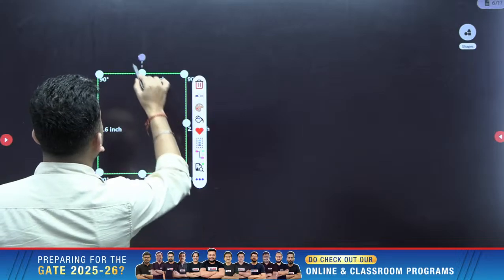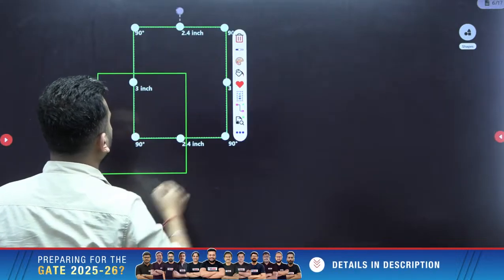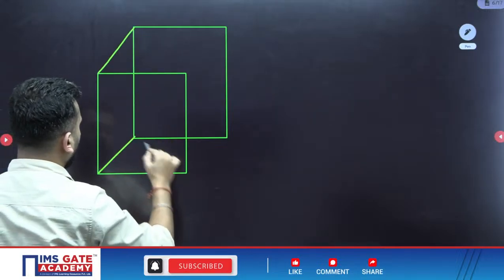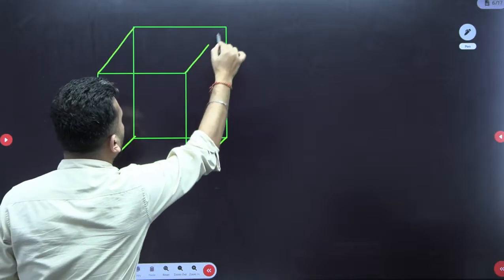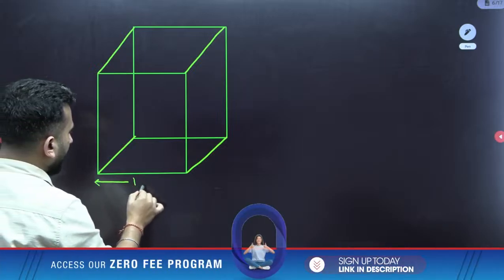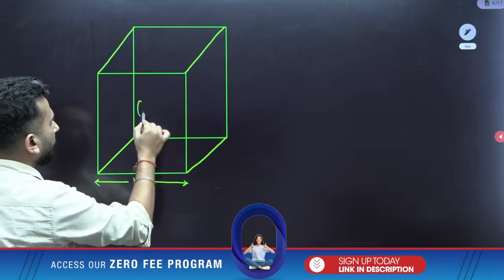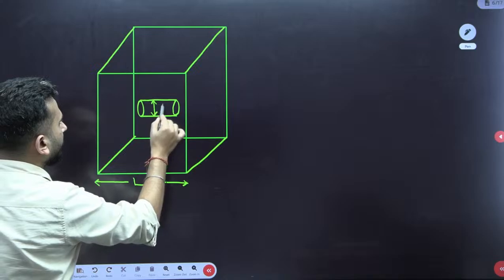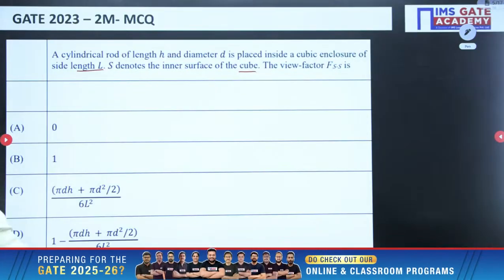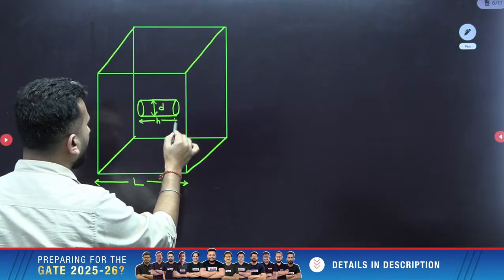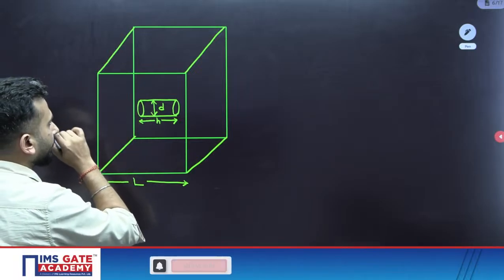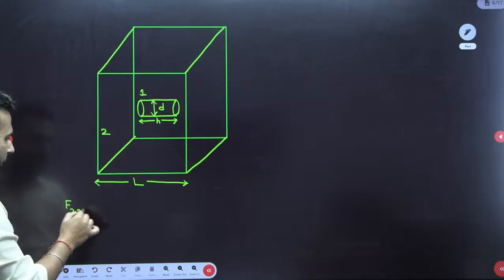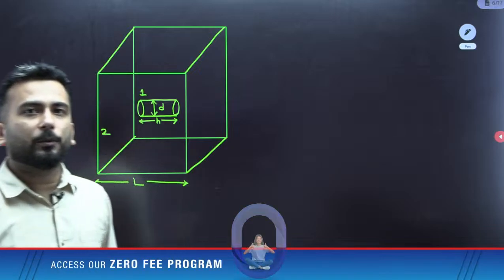So we will be drawing the cube. So this is the cube of length L, and inside we have to insert a cylinder of dia D and length H. He is asking, if I consider this cylinder to be body 1 and the cube to be body 2, what is the value of the view factor F22?